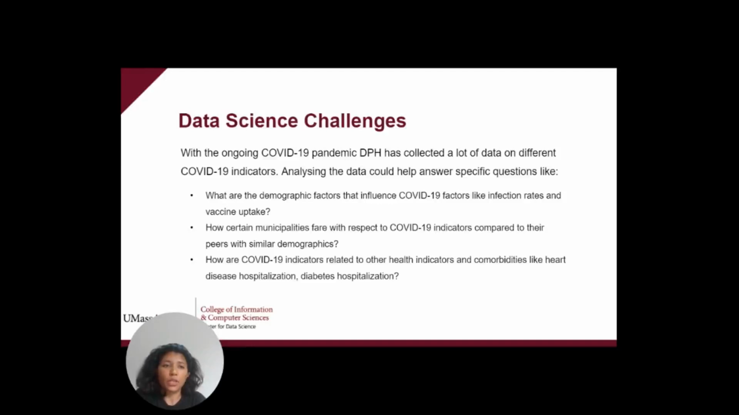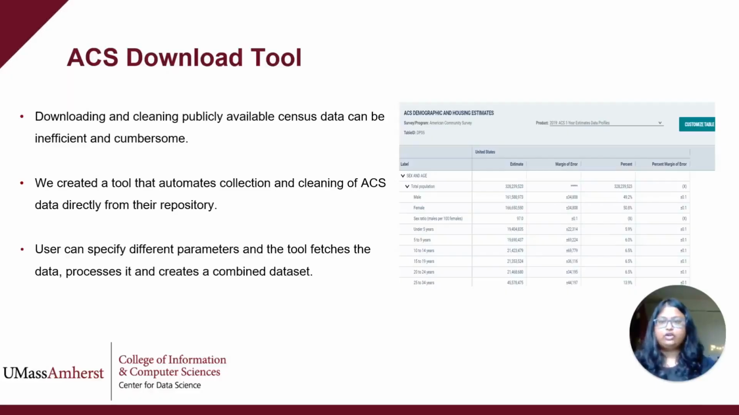We could be looking at what kind of demographic makeup of a region is influencing the infection rates or the vaccine rates. That also leads us to find similar regions in terms of demographics and possibly in terms of COVID too. Additionally, data science can help us find relationships between things like COVID death rates and the number of diabetes hospitalizations of an area. The first tool that we are going to talk about is the ACS download tool.